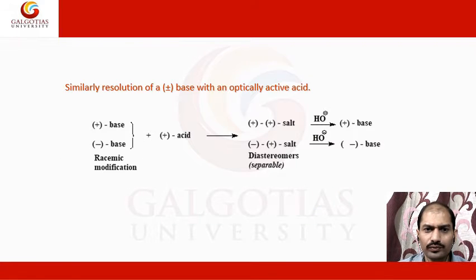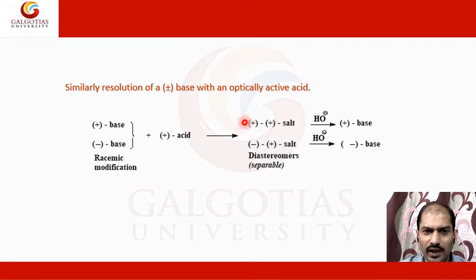Another way is the resolution of a plus-minus base with an optically active acid. If you have a base, it can be reacted with a plus acid, so you will get different diastereomeric salts that are separable, like plus-plus or minus-plus. I hope you all know the meaning of diastereomers, because these are the diastereomers you can see. If it is plus-plus and minus-minus, then those will be the enantiomers.